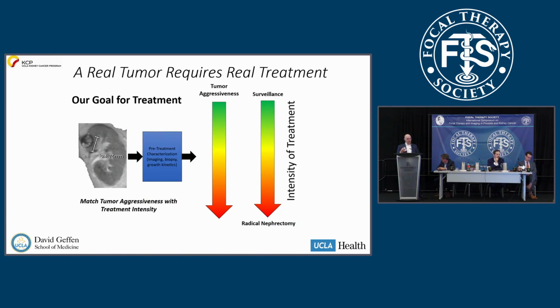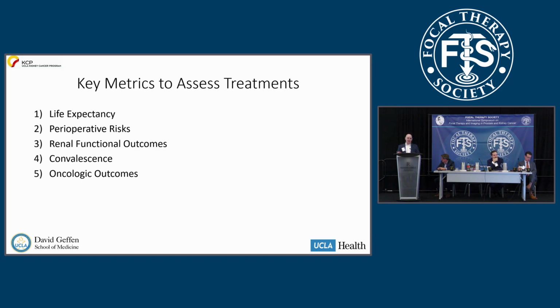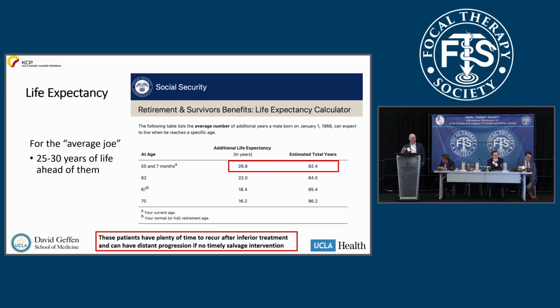Now, we should really match treatment intensity to tumor biology. And some tumors require aggressive treatment. And when we're trying to assess metrics for this 55-year-old patient, we have a lot of tools that are available. The average patient, the average Joe, like this 55-year-old patient, is going to have 27 years of life expectancy ahead.